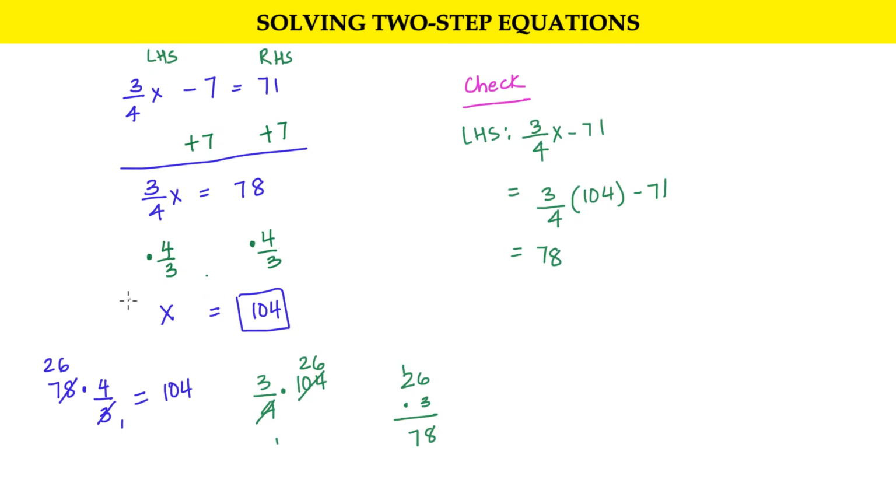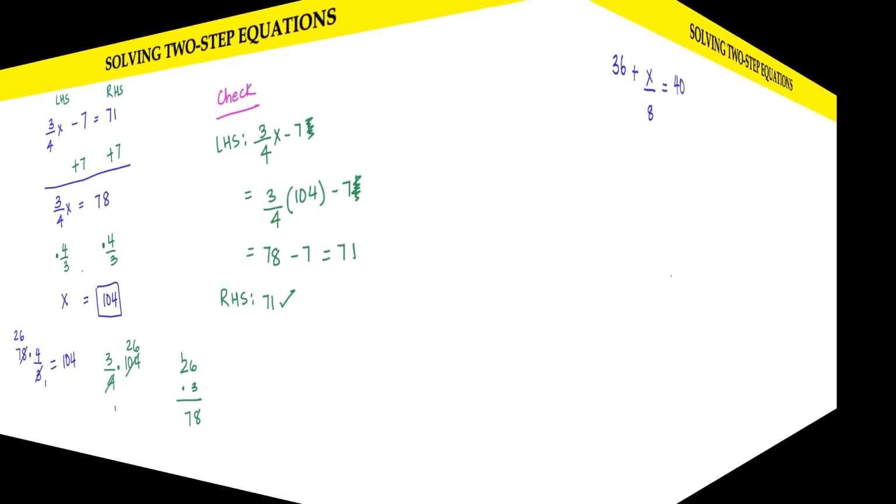And then what do we do next? Minus 7. Minus 7, and that is equal to 71, which is the same as our right-hand side, and that means our answer, x equals 104, is correct. Let's do one last problem.